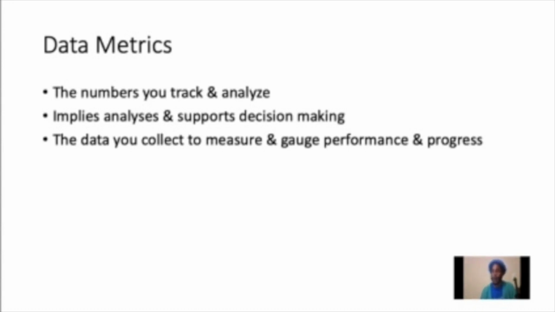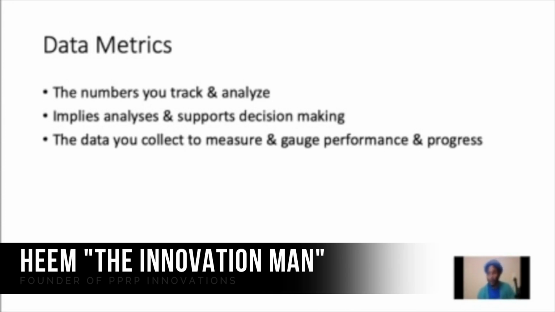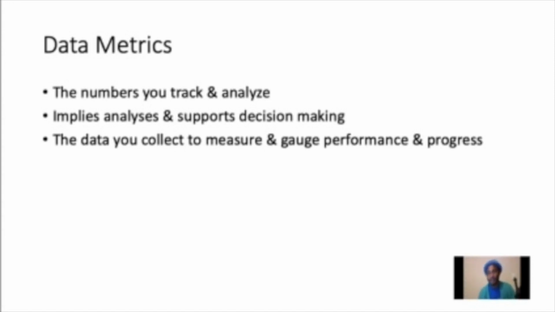Talk about data metrics. So data metrics is essentially the numbers that you track and analyze, or the data categories, if you will, that you're tracking and that you're analyzing. So data metrics are essentially the metrics that you use to conduct analyses and use to make implied decisions from to help your product development.